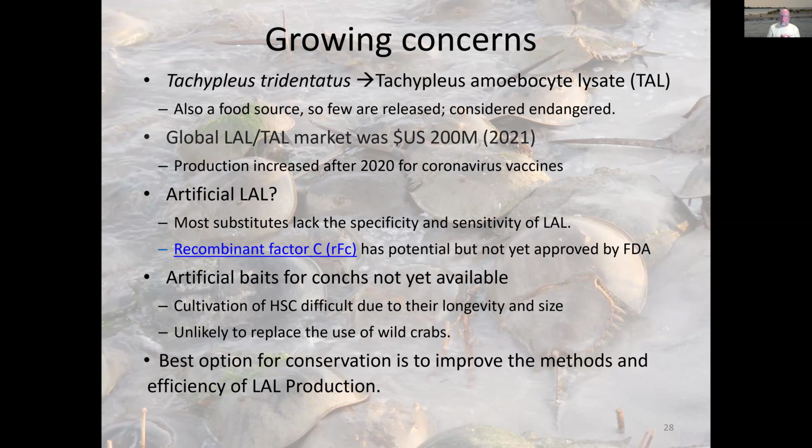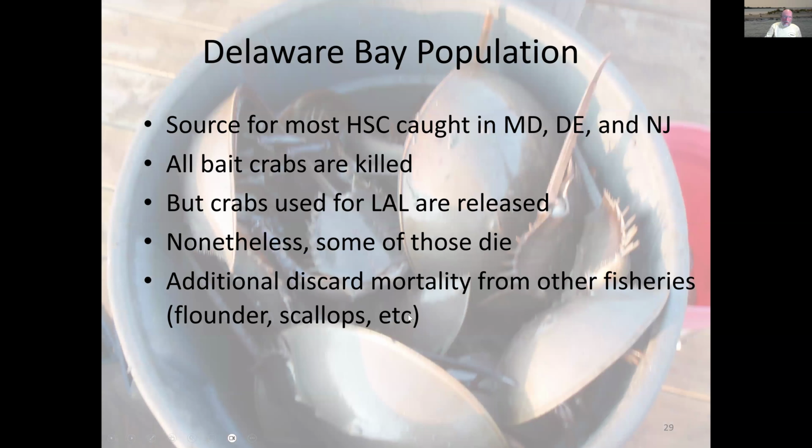The best option we have for conserving the horseshoe crab populations is really to improve the methods that we currently have for production of LAL and to replace it with an artificial product. That's the best method. And of course, we want to conserve them because they're really valuable as a food source for birds. Now, I mentioned the Delaware Bay population is the source for most of the horseshoe crabs that are caught in Maryland, Delaware, and New Jersey.